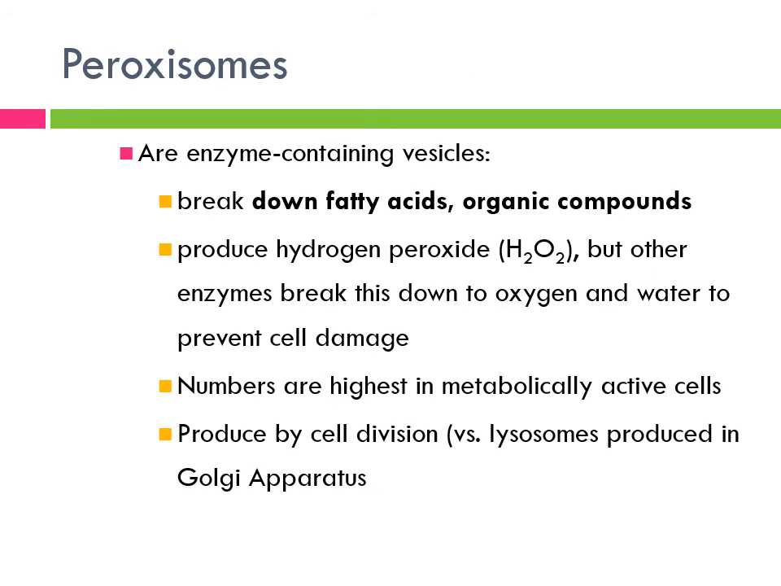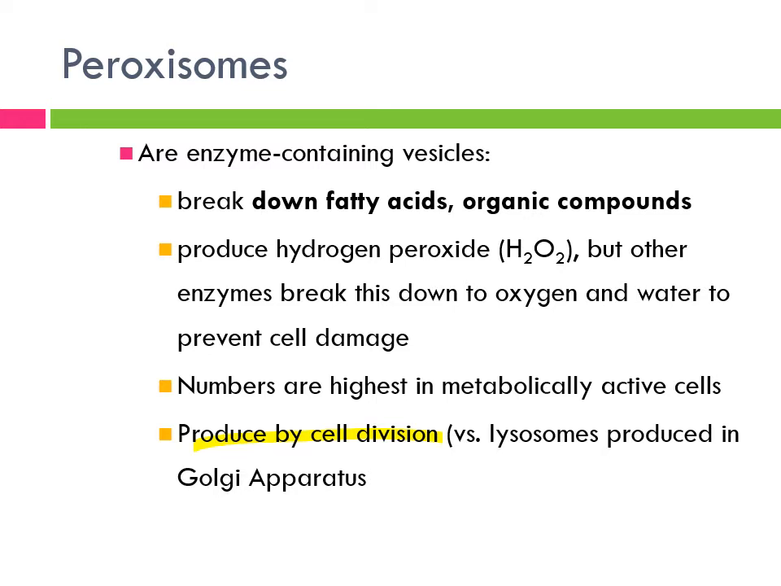Peroxisomes are utilized to break down fatty acids and organic compounds. They produce hydrogen peroxide, but that is later broken down by other enzymes, so it doesn't actually damage the cell. Most of our peroxisomes are in cells that are very metabolically active, and peroxisomes are produced by cell division, whereas lysosomes are produced in the Golgi apparatus. So there's a little bit of a difference there between peroxisomes and lysosomes.